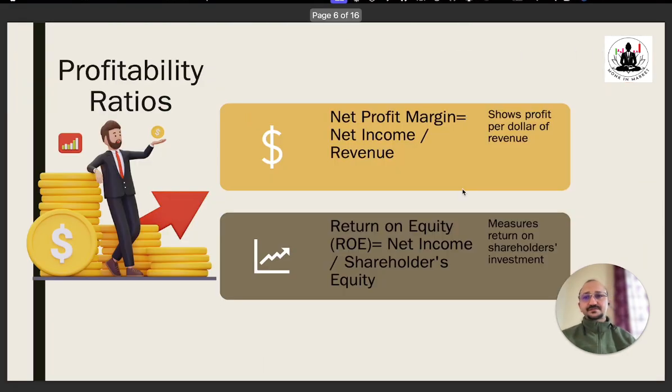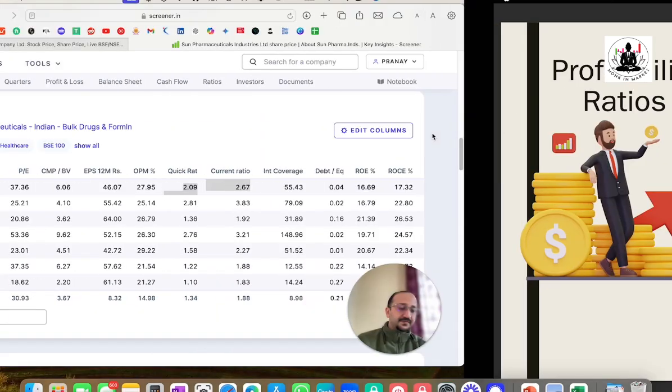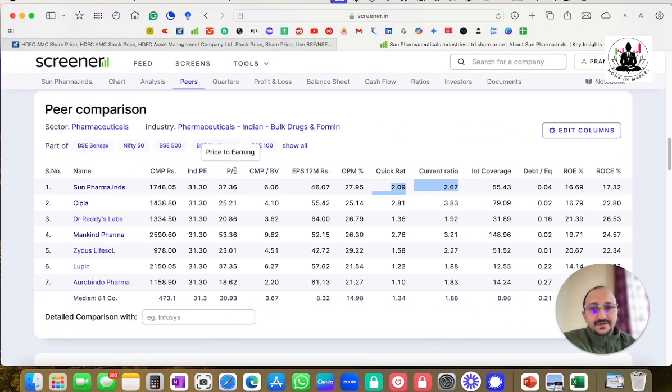Now, profitability ratio. Again, it tells about the profit of the company, how much profit a company can generate. Now, guys, it is return on equity. The formula is net income divided by shareholders' equity. So it measures return on shareholders' investments, right? Net profit margin, it is very simple, it means how much profit margin a company can make on the net income revenue, right?